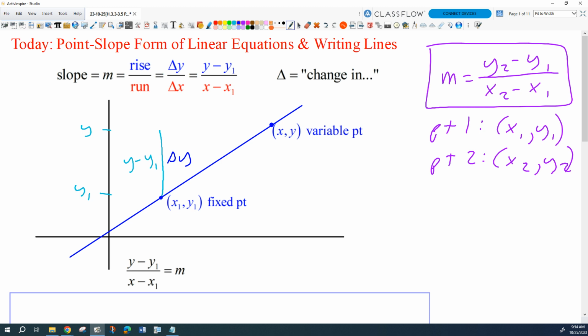What about my run? Well, my run is going to go from this x value, which is x1, up to this x value, which is the variable x. How far apart are those? x minus x1, right? Give me thumbs on that. Does that make sense? Okay.